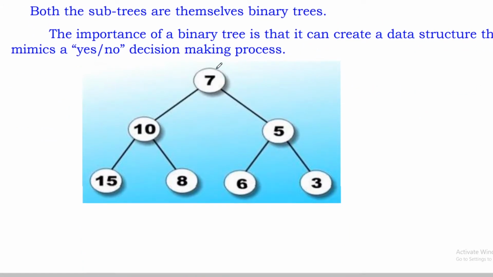Now let us learn the importance of a binary tree: it can create a data structure that mimics a yes or no decision-making process. You can see here, this is a root node. For traversing, we use this. Should I move to left? Yes, you can move. Do you want to move left or right? Yes means you can go like this. You can traverse like this. Or if the answer is false, we go here. True means we go this side. Or we can go to the left side. That's why it is used for traversing.